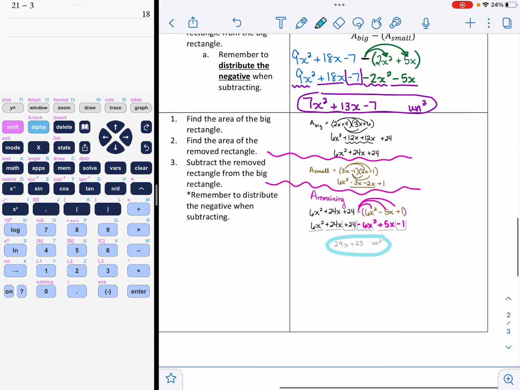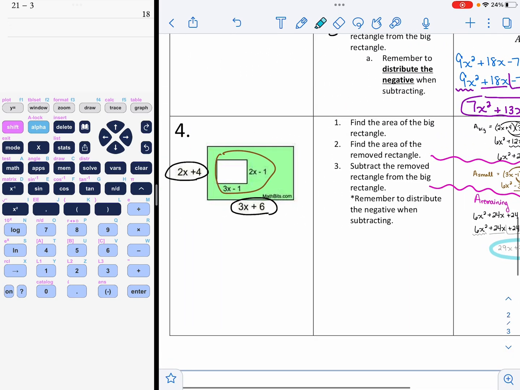So as a review of our steps, you will always find the area of the largest rectangle, the outer rectangle. You will find the area of the little rectangle that's being removed. And then you have to subtract that little rectangle from the big one. Remember, you have to distribute a negative when you subtract. And let's just add an extra step here that maybe we sometimes forget. Make sure at the end that you combine your like terms. All right. And remember your units will be squared or square units.